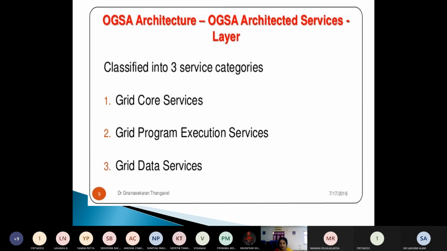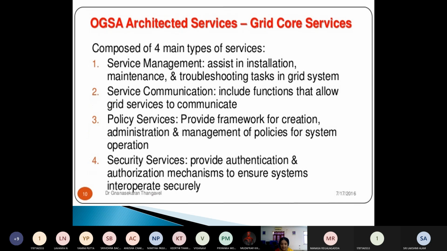What are the three things? Grid core services, grid program execution services, grid data services. Now coming to the first one, grid core services. What is meant by grid core services? In grid core services we have four main types of services.